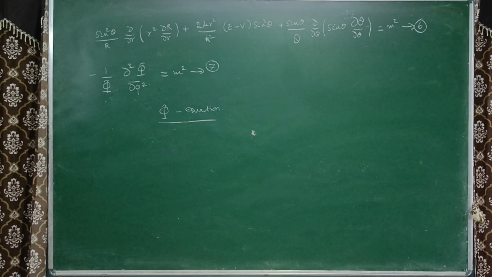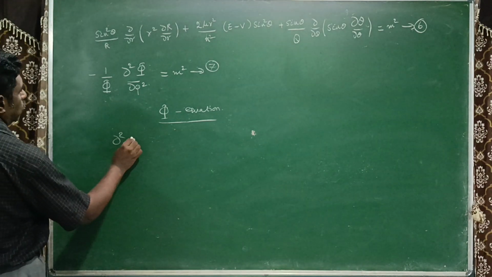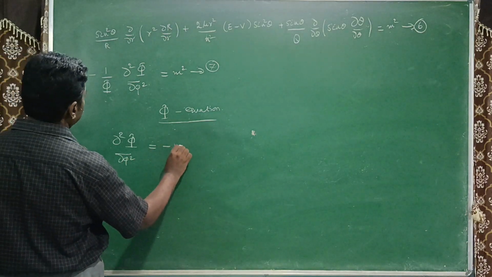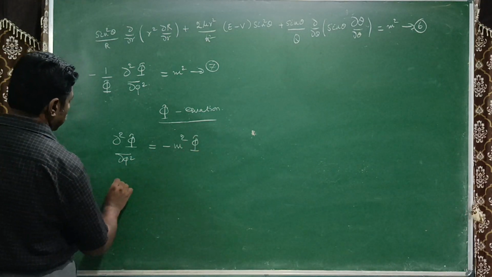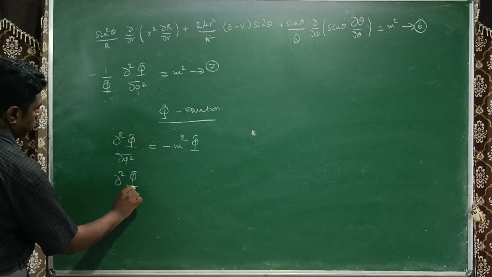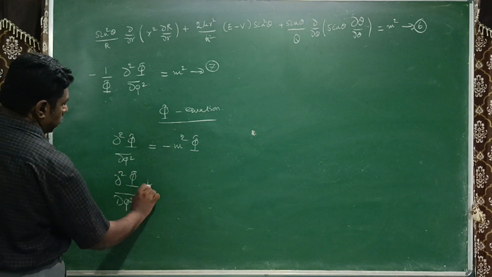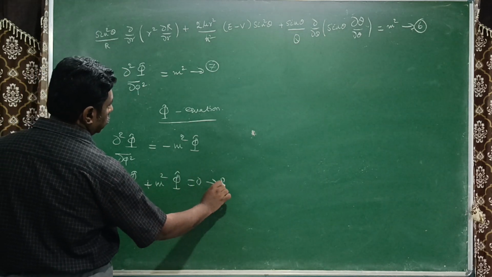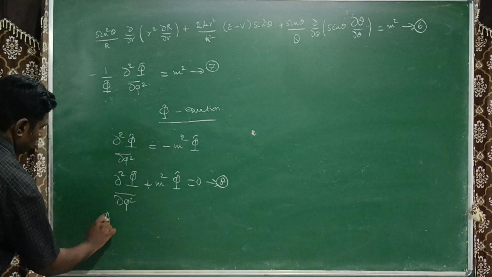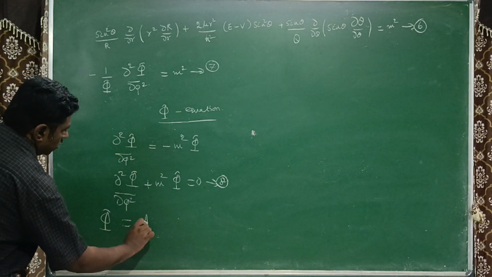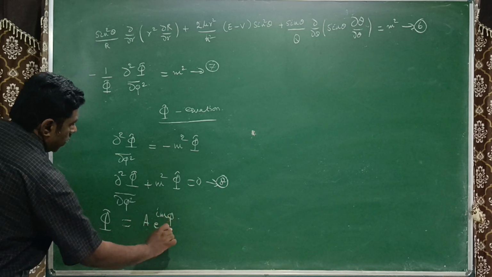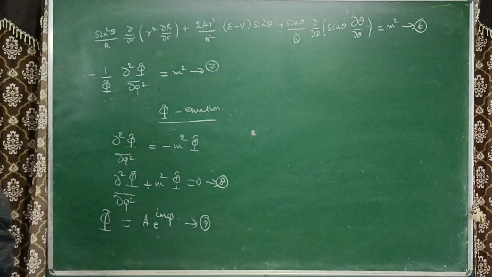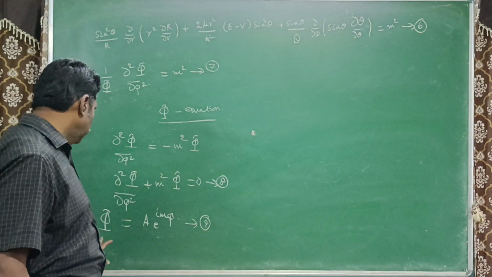Now from equation 7, d square phi divided by d phi square equals minus m square into capital phi. That is, d square phi divided by d small phi square plus m square into capital phi equals 0. Say this is equation 8. The solution to equation 8 is phi equals A e power i m phi. So this is 9. Now A is our normalization constant.